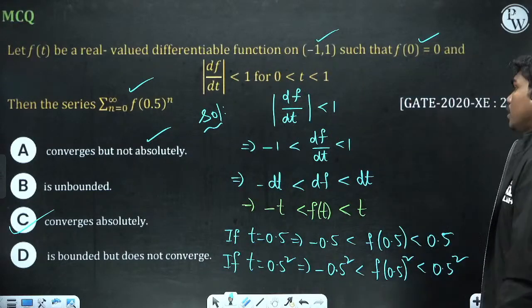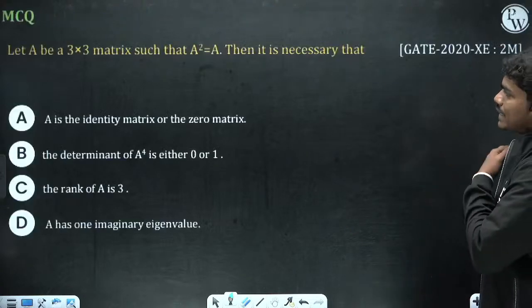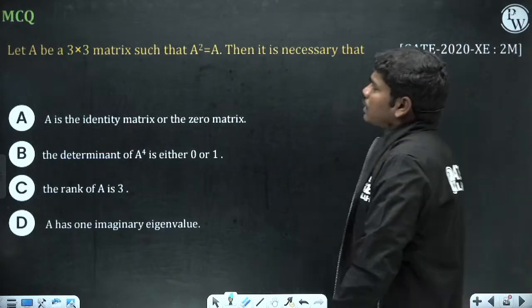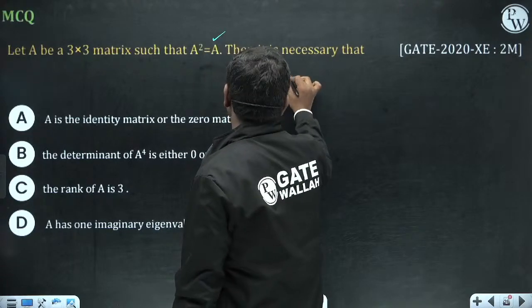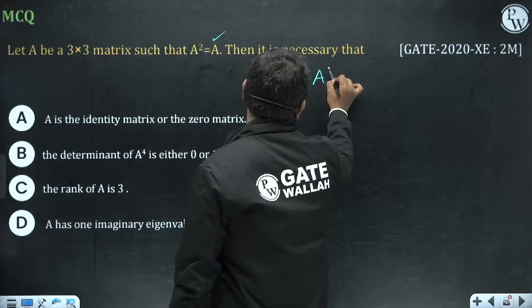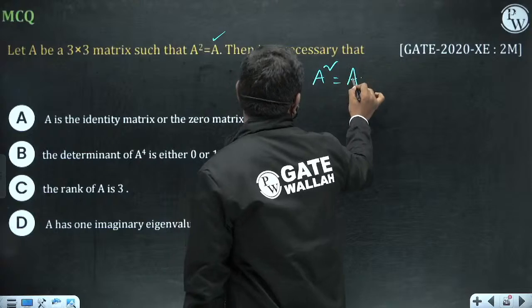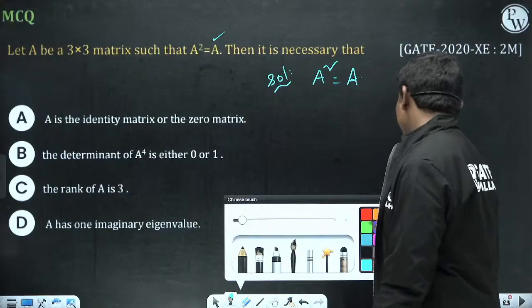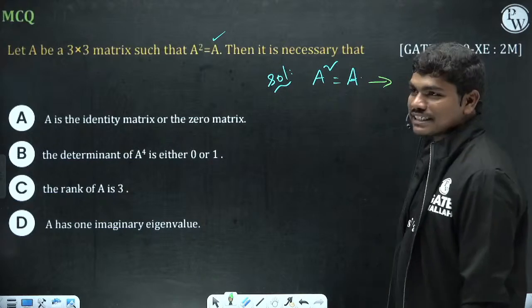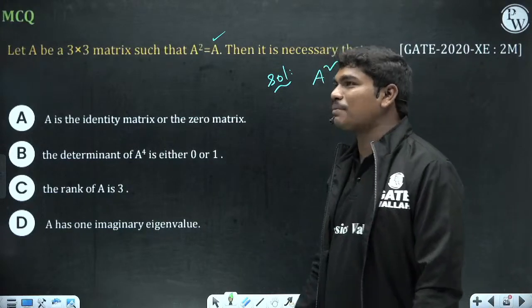Okay, let us solve this question. Next question, a simple question. Let A be a 3 by 3 matrix such that A square is equal to A. Then it is necessarily what? So tell me, what type of matrix is this, if A square is equal to A?